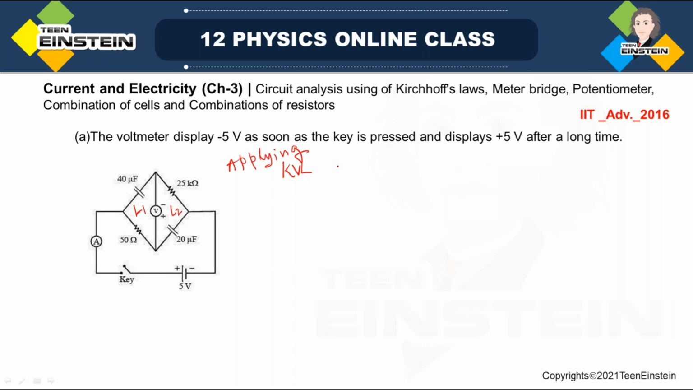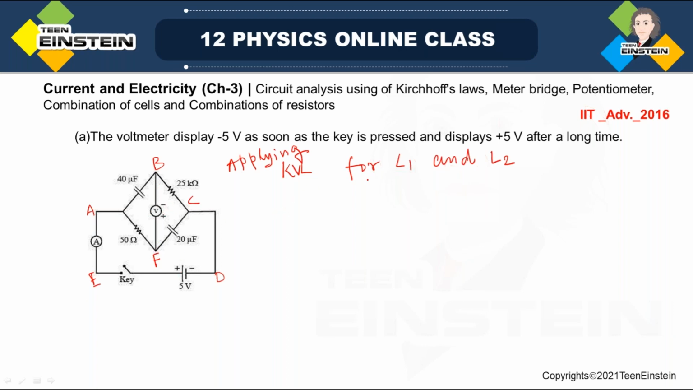Applying KVL for L1 and L2. Okay, I'm sorry, these are not L1 and L2. I'll just tell you what is L1 and what is L2. So I can actually take two loops, L1 and L2. See, L1 here, let me just give some names. Let us say this is A, this is B, this is C, this is D, this is A, E, and the other way, we'll give A, B, C, D, E, here this is F.